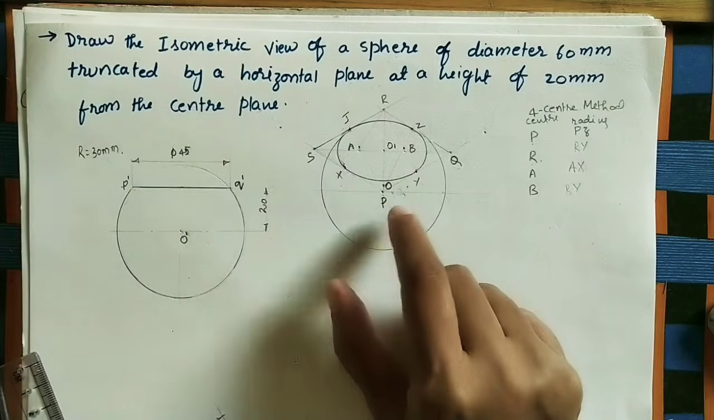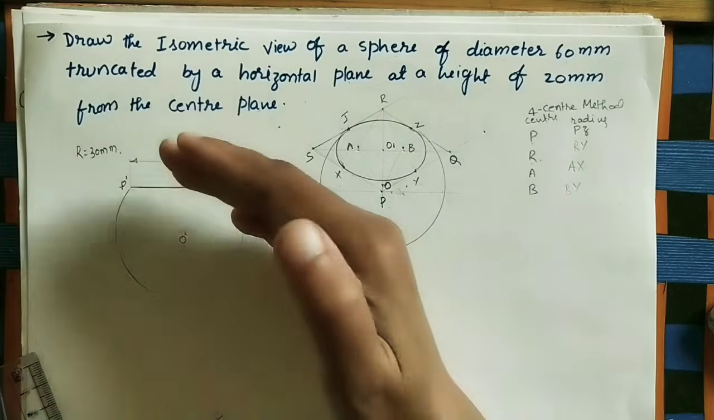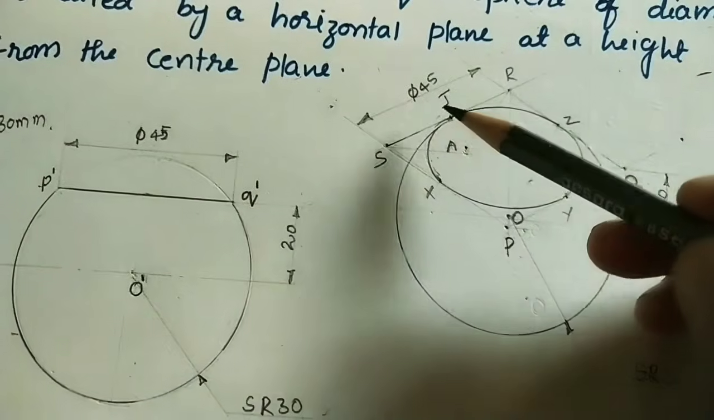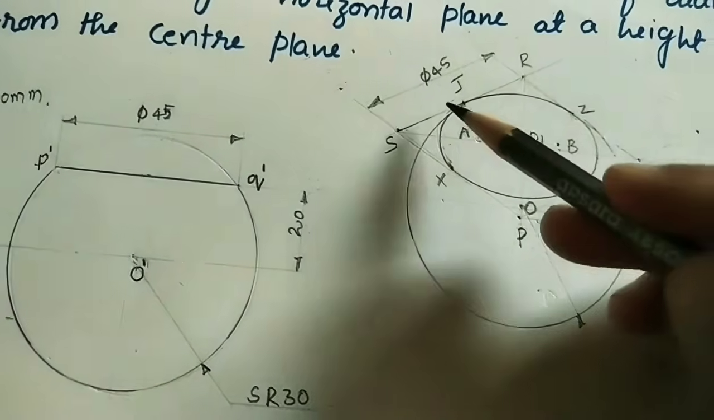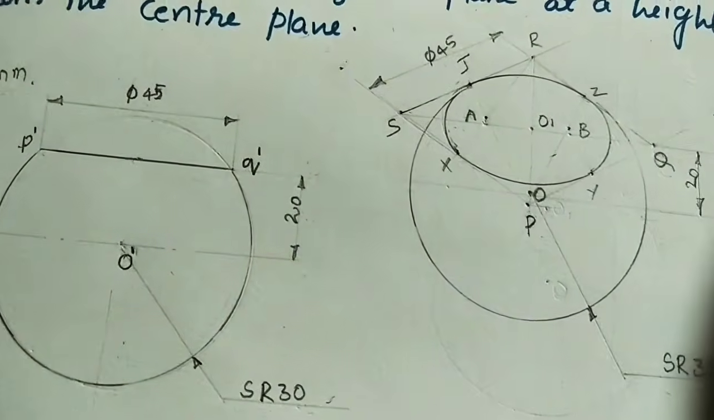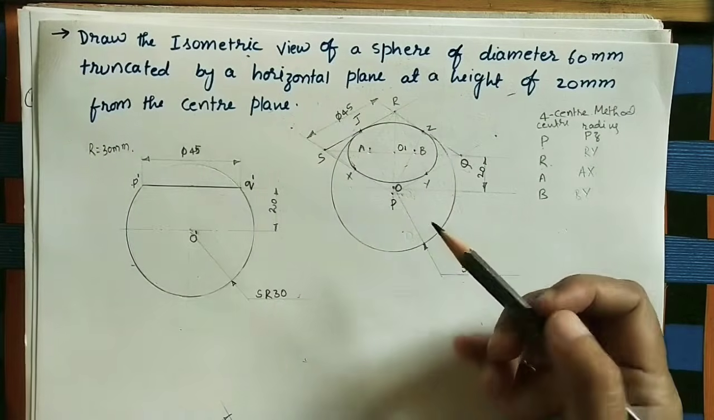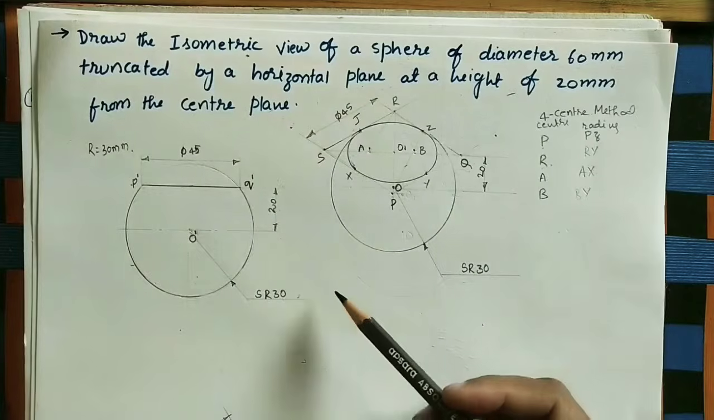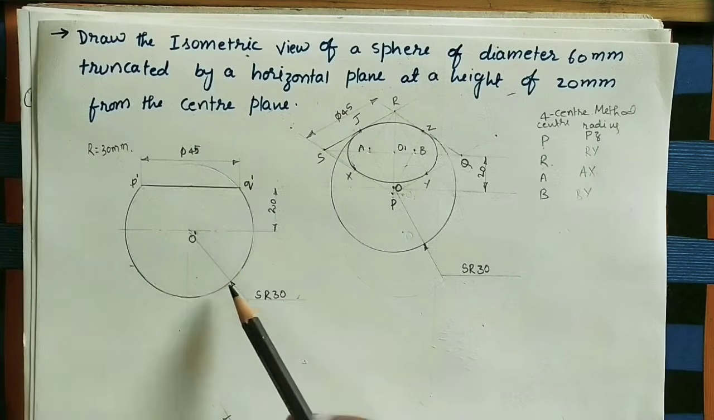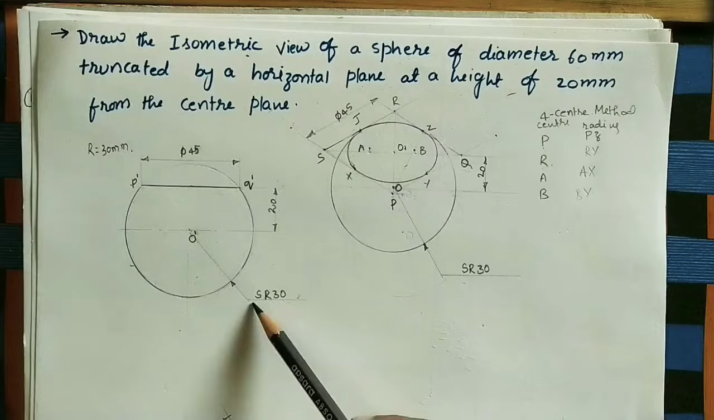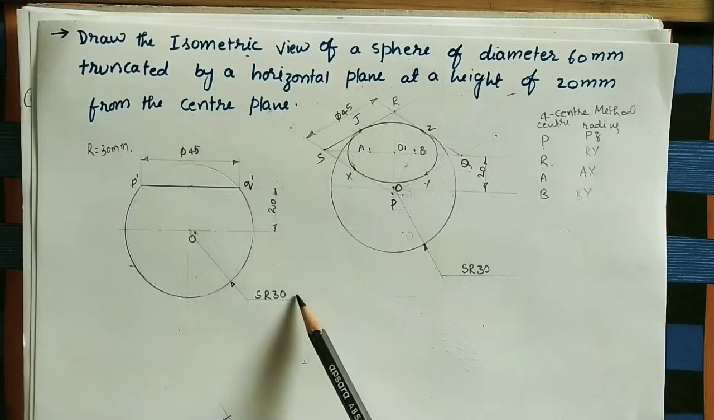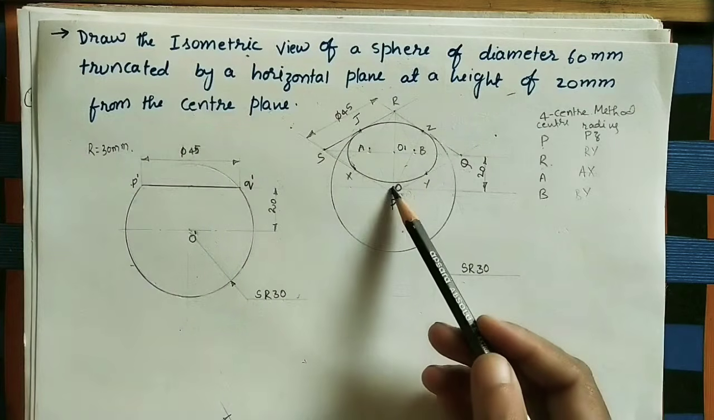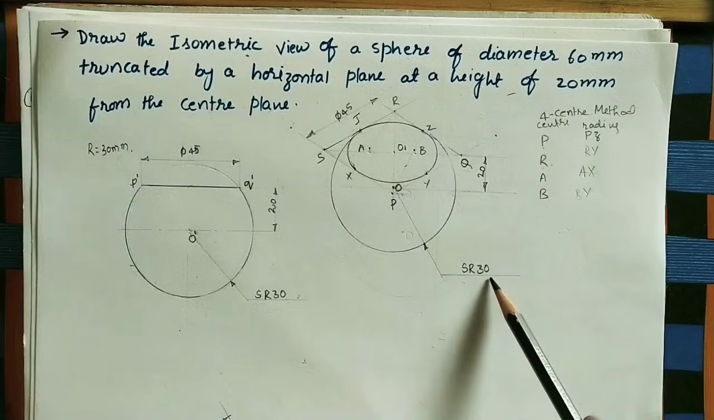This is a 3D diagram of the given sphere which is truncated by the horizontal plane. Here the sphere's circular part should touch this curved one at both sides. So remove the extra lines, whatever lines are coming. In the isometric view also we have to mark the same dimensions. Here draw a horizontal line. Sphere radius SR you can write 30. No need to write mm here. Similarly from the center of this sphere to this length is the same, SR 30.